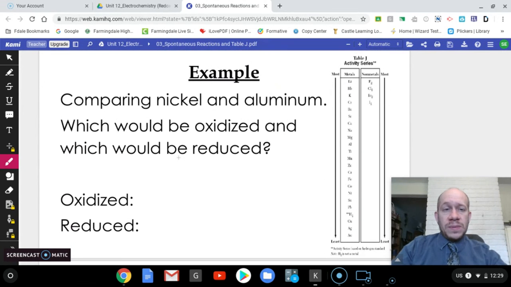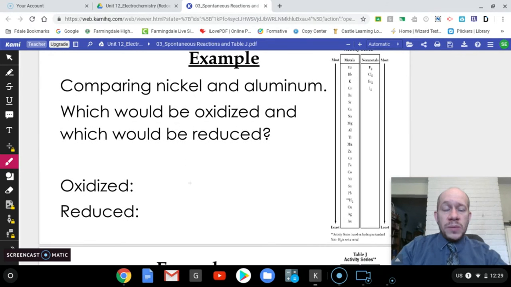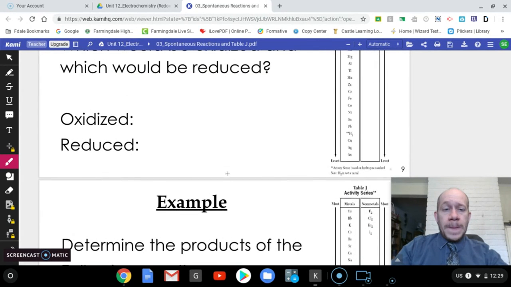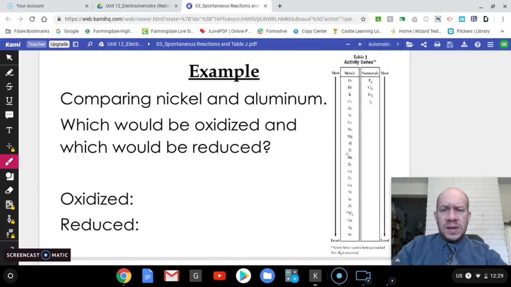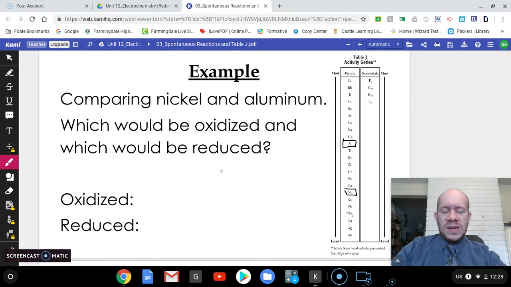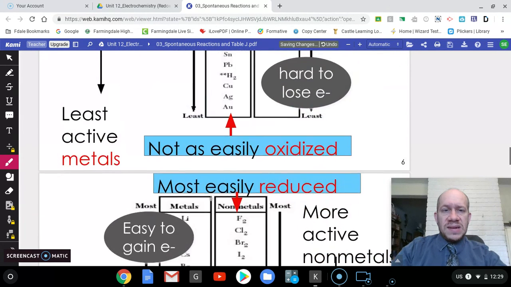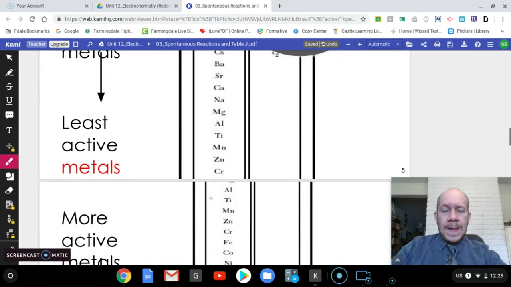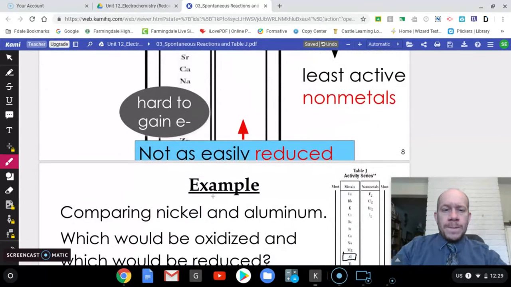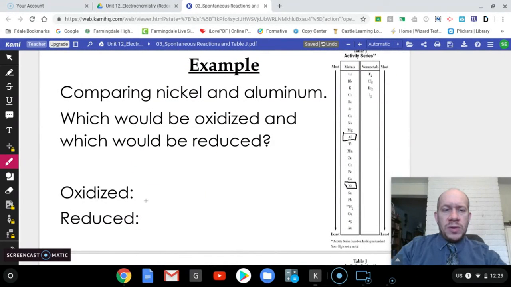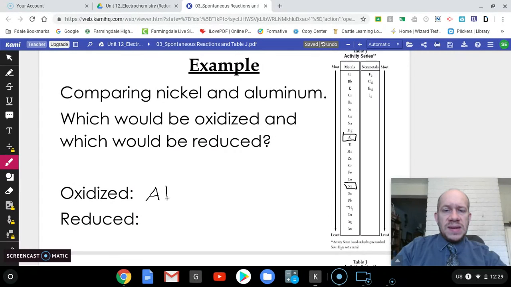For example, when we compare nickel and aluminum, which would be oxidized and which would be reduced? Nickel is here, and aluminum is here. If it's at the top, it's more easily oxidized. Therefore, aluminum is oxidized and nickel is reduced.